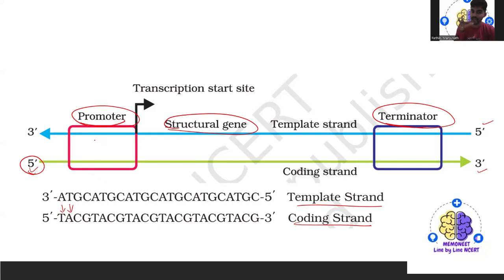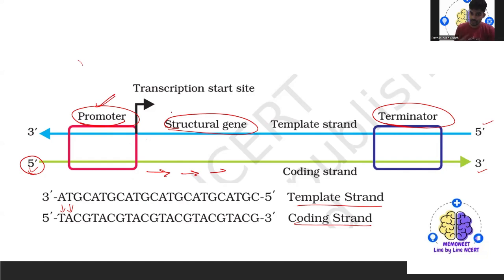So from this region, the coding strand will start. It is the DNA sequence that provides the binding site for the RNA polymerase. So if this is DNA, from the promoter itself you are going to see the RNA polymerase acting. In the presence of this promoter, which binds the RNA polymerase, what happens? The transcription unit that we are seeing also defines the template and coding strands.